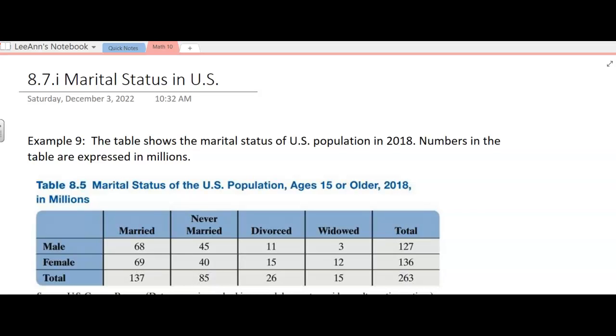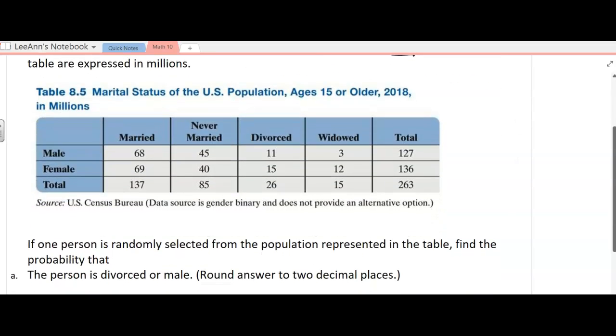All right, now we get to do a real world problem. And this gives us information on the marital status of the US population in 2018. So the numbers in the table are expressed in millions. So here's our data, and it's marital status of the US population ages 15 or older. And here's all the data.